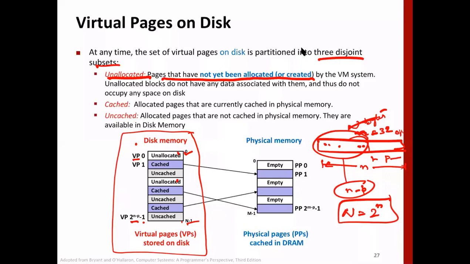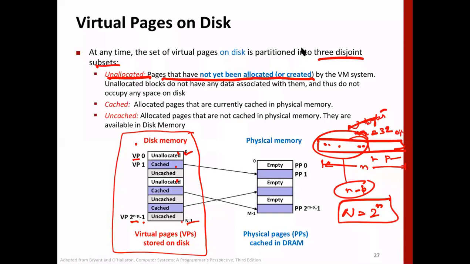Then we have cached. When we see cached here, don't get confused with the caches we have used. Cached means that from disk, these pages are put into main memory. It is cached into main memory. The cache here is not a noun, it's a verb.